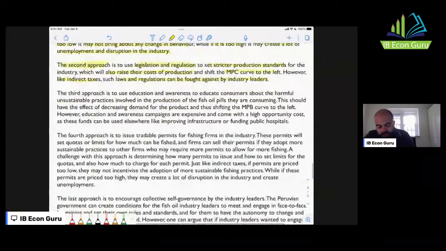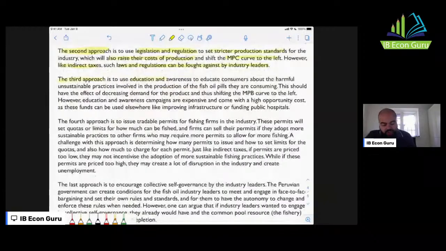The third approach is to use education and awareness to educate consumers about the harmful, unsustainable practices involved in the production of the fish oil pills that they are consuming. This should have the effect of decreasing demand for the product and thus shifting the MPB curve to the left. However, education and awareness campaigns are expensive and come with a high opportunity cost, as these funds could be used elsewhere, like improving infrastructure or funding public hospitals.